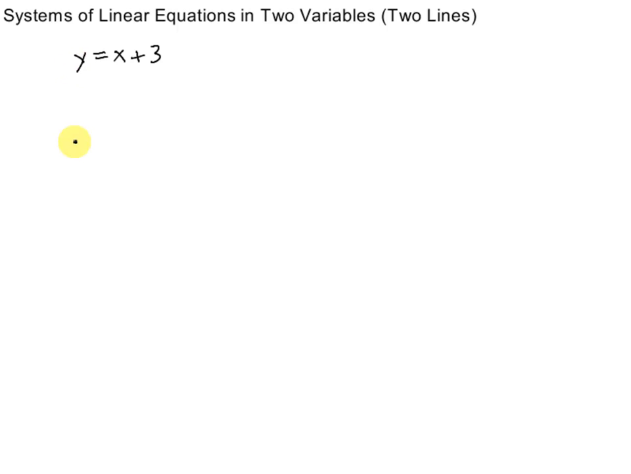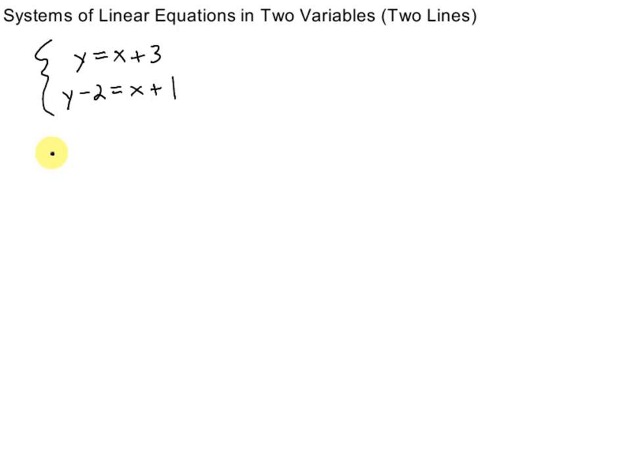So a pretty standard linear equation in two variables might be the equation y equals x plus 3, and another one might be something like y minus 2 equals x plus 1. So the system of linear equations usually is joined by this symbol here on the left, and so that means these two equations are considered together as one unit.